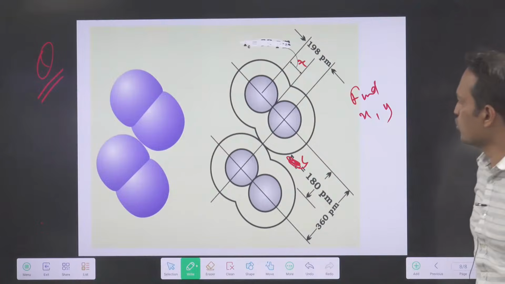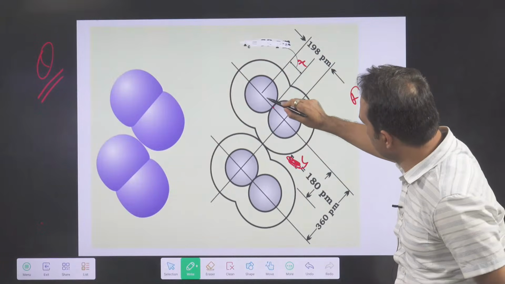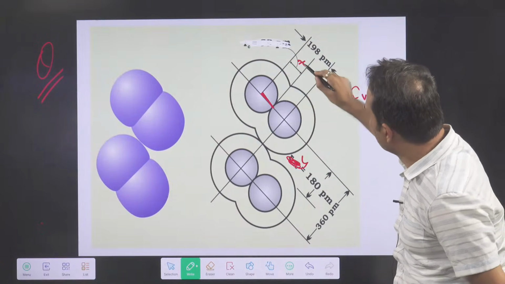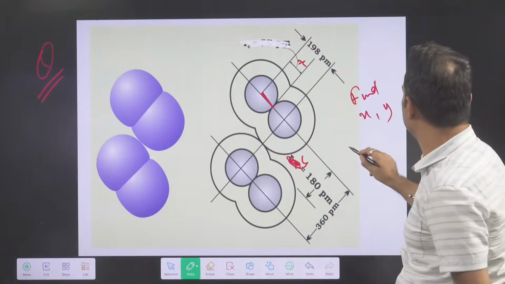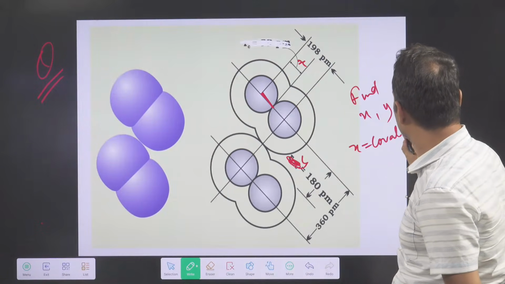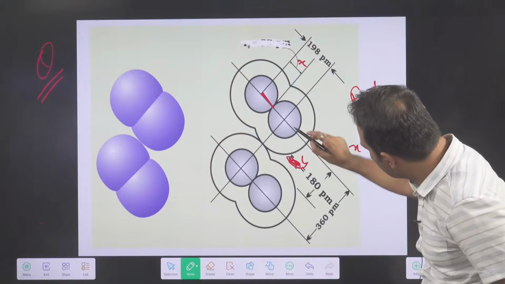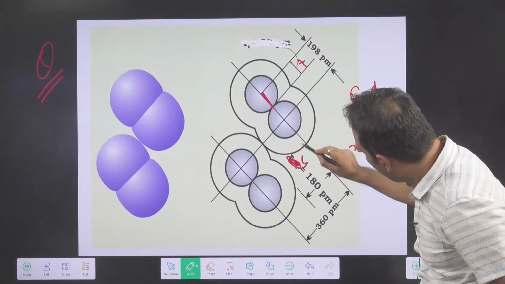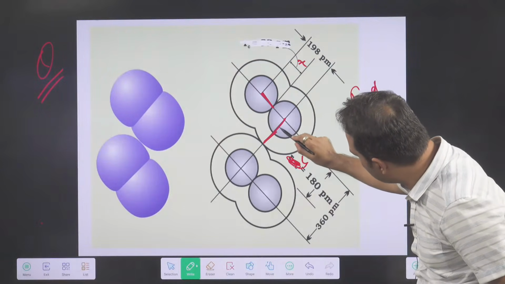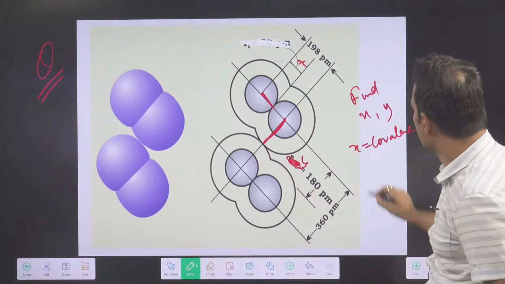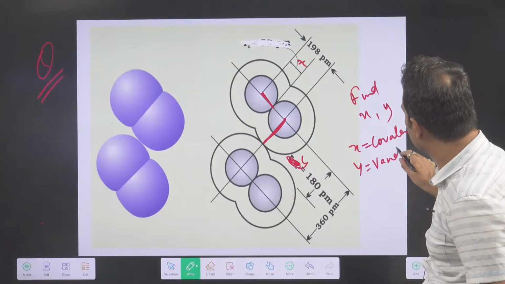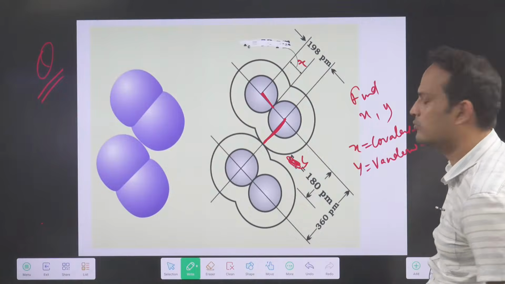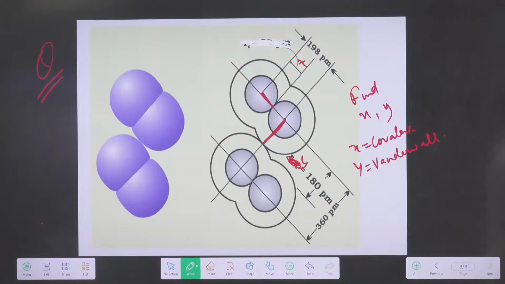What you will say? So you will have to understand here this x is just the distance from here to here. So this is covalent radius. And y is, check the y. What is y? Y is a distance from here till here. So y is van der Waals.